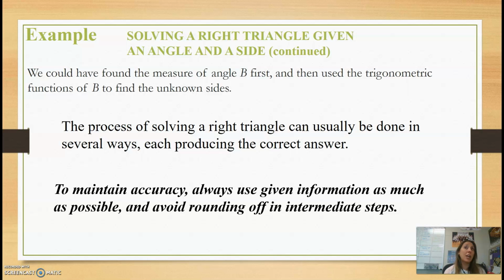And that's going to actually help you with the word problems that we'll be doing tomorrow and the following day. So that will help you.